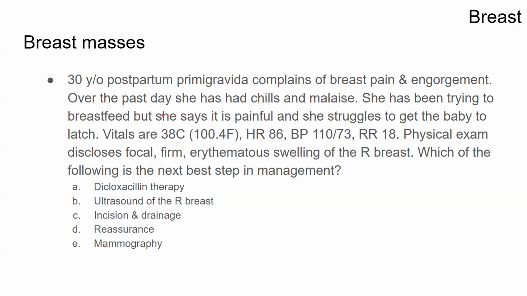You get a set of vitals. She has a temperature of 38 Celsius or 100.4 Fahrenheit, heart rate of 86, blood pressure of 110 over 73, respiratory rate of 18. You do a physical exam on her and you find focal, firm erythematous swelling of the right breast. And then, which of the following is the next best step in the management of this patient? Is it A, dicloxacillin therapy, B, ultrasound of the right breast, C, incision and drainage, D, reassurance, or E, mammography? So I'll give you a couple seconds to think about that.